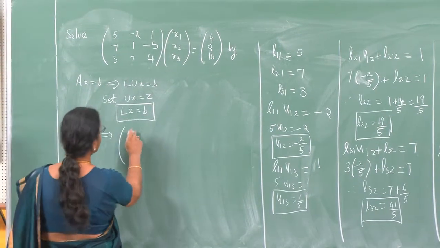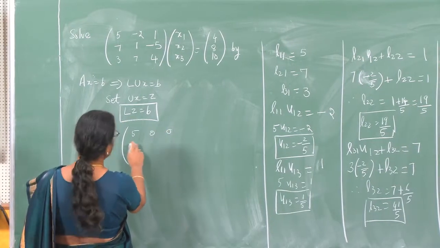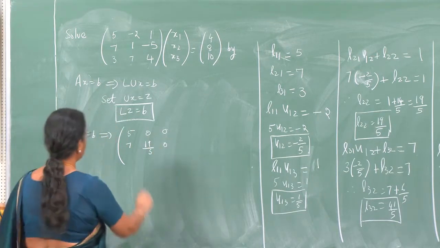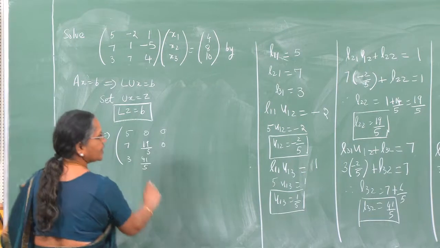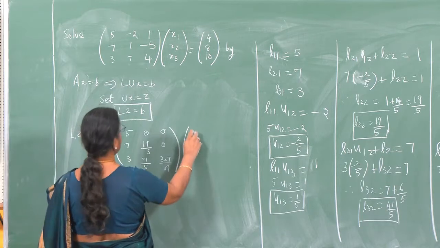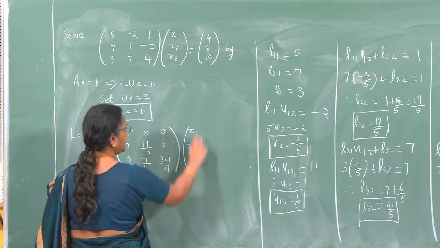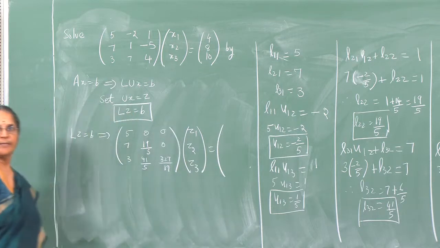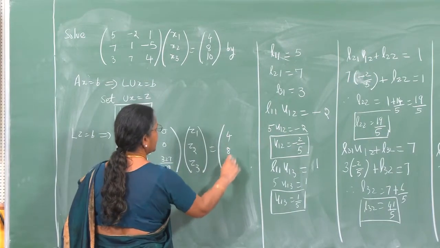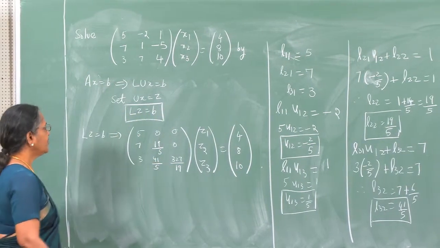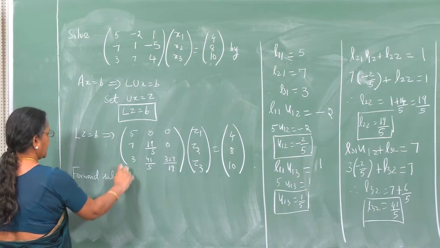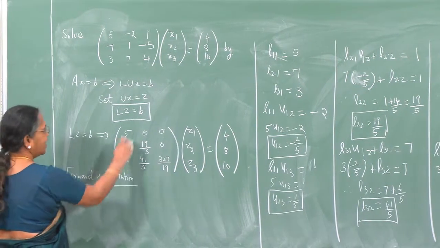So, what is my system Lz equal to B? L has components 5 0 0, 7, 19 by 5, 0, 3, 41 by 5 and 327 by 19. That has to be multiplied by the unknown vector having components z1, z2, z3 and that is equal to B. B has components 4, 8 and 10. So, use forward substitution and write down the solution.